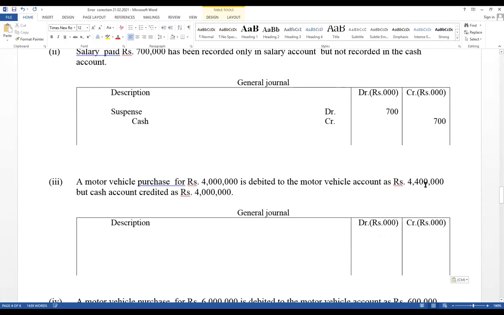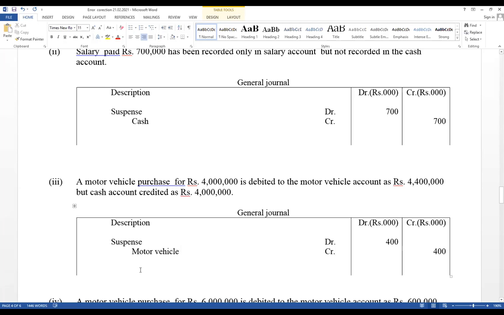If an error occurs in only one ledger account, it affects the suspense account. The motor vehicle account should be debited 4,000, but it was debited 4,400. Therefore, motor vehicle account credit, suspense account debit. So the double entry: suspense account debit, value 400, and motor vehicle account credit 400, erroneously recorded in the motor vehicle account.